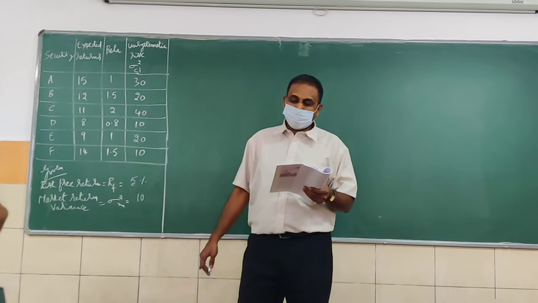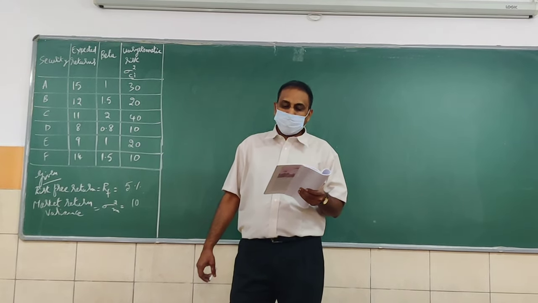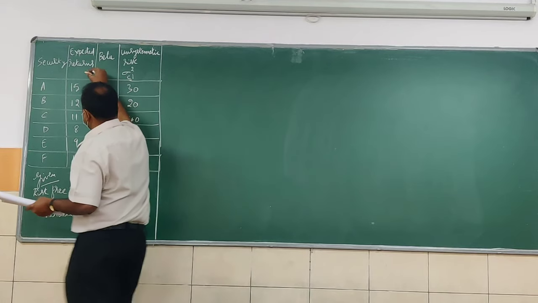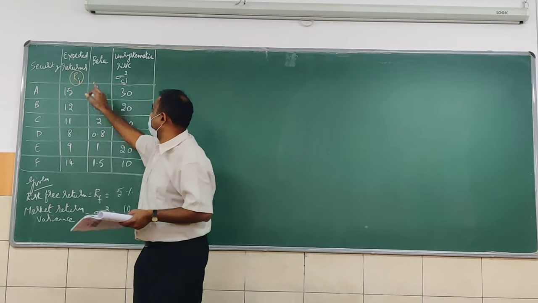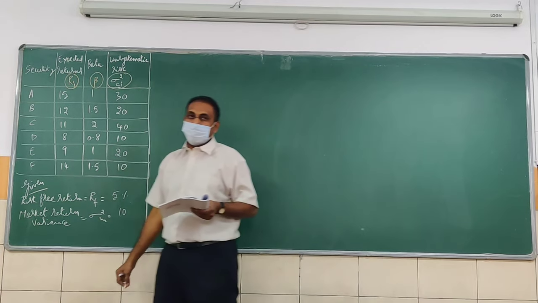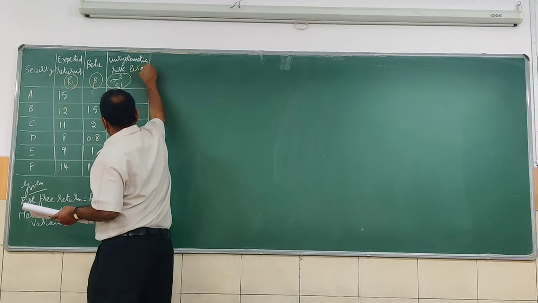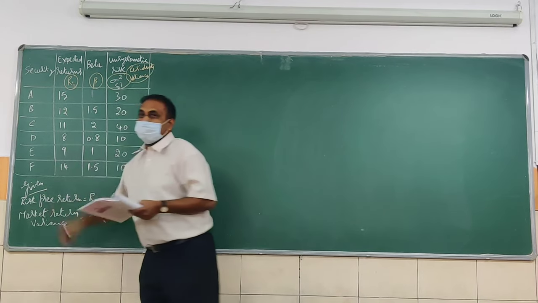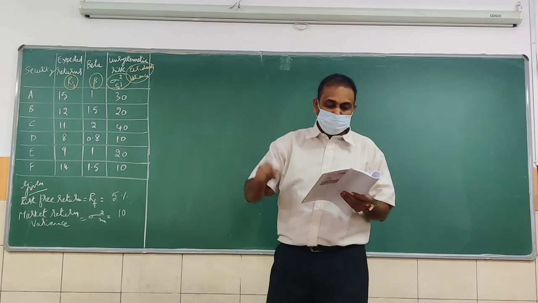The following table gives the details regarding the expected return, beta, and residual variance of the individual security. You can see here, expected return is given. It is RI, individual security return. Beta is given, B. Unsystematic risk is given, standard deviation square of CI. This is also called residual variance. Got it? Here is the last paragraph.